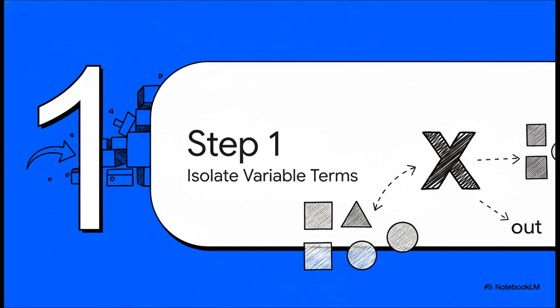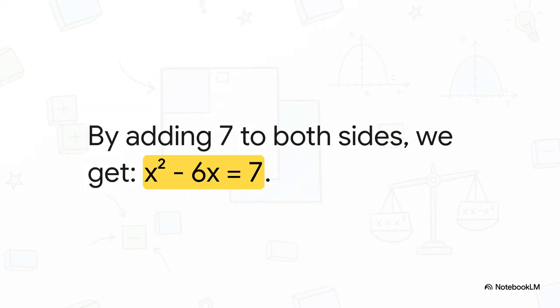A good analogy is clearing your desk before starting a major project. To properly construct our perfect square, we need to get everything out of the way except for the core variable terms we're working with, the x squared and the x terms. So how do we do that? We take the constant term, in this case the minus 7, and we effectively move it to the other side of the equation. Of course, we do this by performing the inverse operation. We add 7 to both sides. The result, as you see, is x squared minus 6x on the left and a positive 7 on the right. Now, the left side of our equation is perfectly prepped, a clean workspace ready for us to find and install our missing puzzle piece.